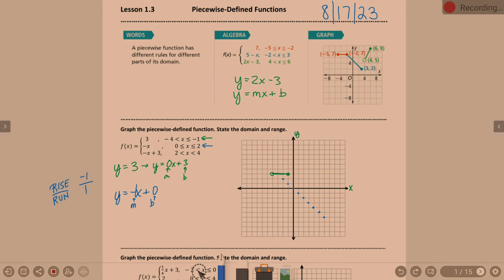2. 0 and 2. So I want to use the dots that are from 0 to 2 as x values. So 0 is the one at 0, 0, and to 2. I want those pieces right there, yes? I want to start at 0, 0. I want to go through 1, negative 1, and I want to end at 2, negative 2. This other stuff?